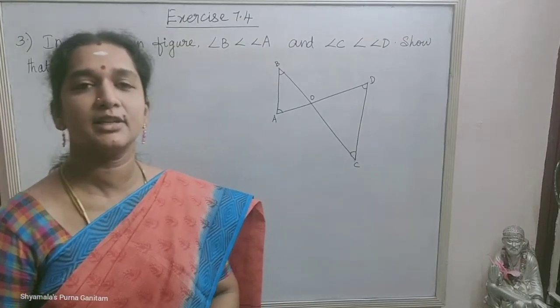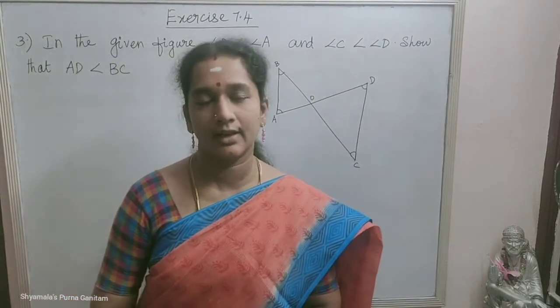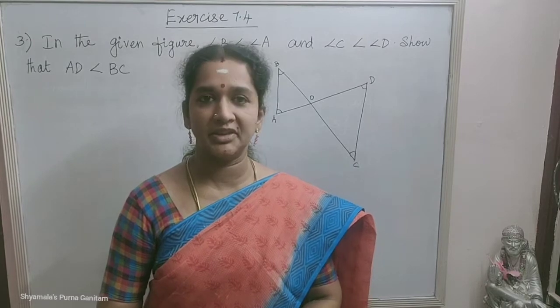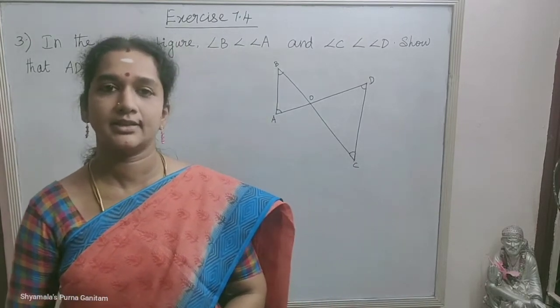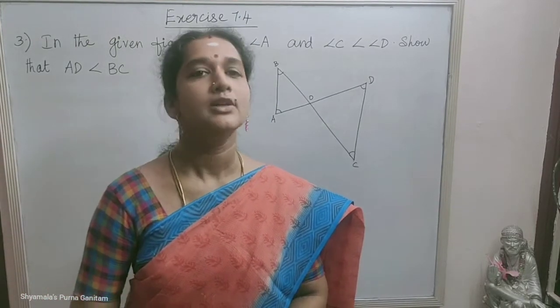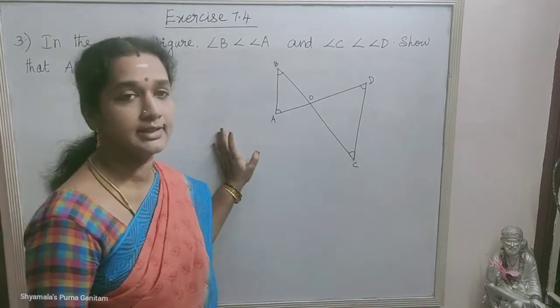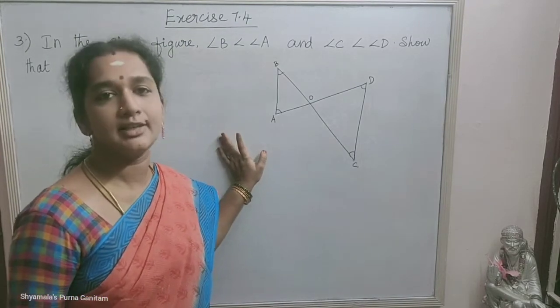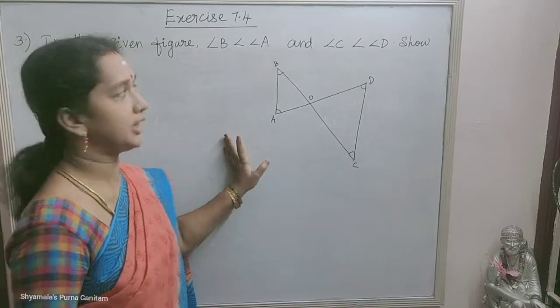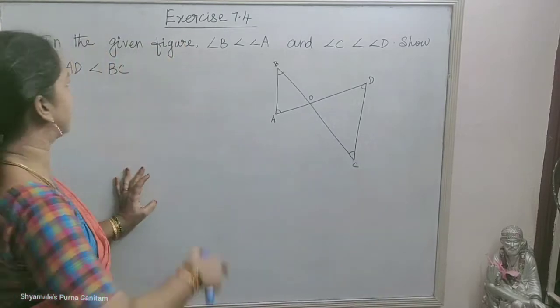Students, in this class I will be doing class 9 triangles chapter. This is the 7th chapter in the NCERT textbook, it is CBSE syllabus. Already 2 sums I have completed in this exercise. Remaining sums I will complete in this class. Okay. So this is exercise 7.4.